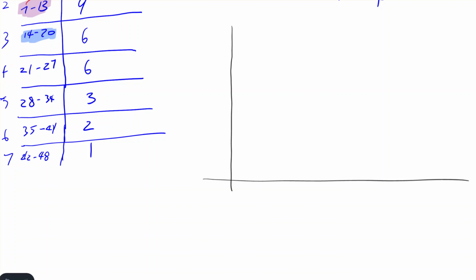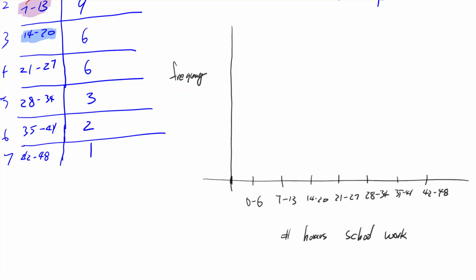You can always label your axes. So this is number of hours of schoolwork. This is frequency, in terms of how many. So let me label the axes. All the axes are labeled with classes 0 to 6, 7 to 13, and then we just draw a bar graph. 0 to 6. Oh, I forgot to label this part. 1, 2, 3, 4, 5, 6, 7, 8, 9.